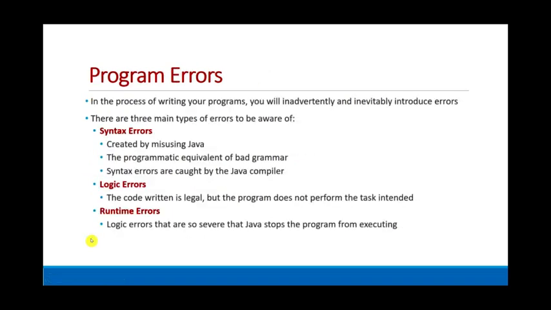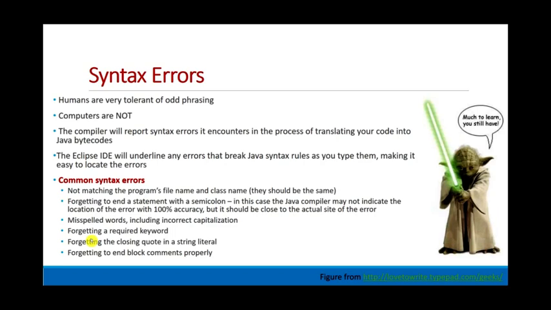Program errors. There are three types of program errors: syntax, logic, and runtime. These days, syntax errors are largely caught by the integrated development environment. As you're typing in Eclipse, it'll catch most syntax errors and put a little red X next to your line. I'm not going to go through all of these, but you will not be able to compile your program if you have a syntax error.